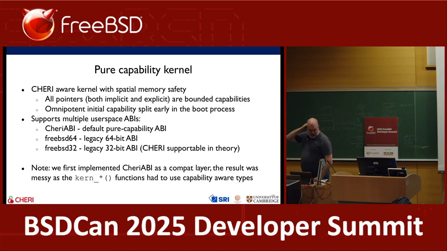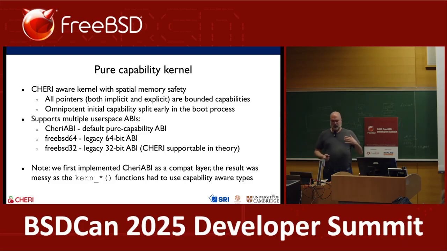Yeah, so I guess, talk about the features. So the pure capability kernel first. This is, of course, a spatially safe kernel, with all pointers having capability bounds, or bounded capabilities. And there's a general split of highly privileged capabilities early in boot, so we only use the one we mean to. So if you're creating a pointer to user space, you use a capability that only has access to the user address space, and the like.